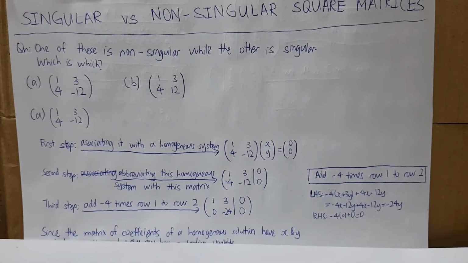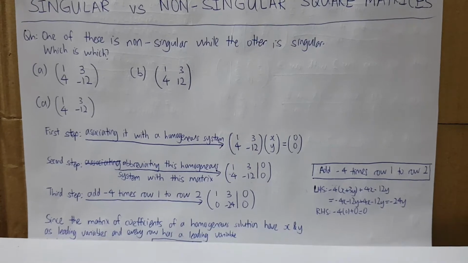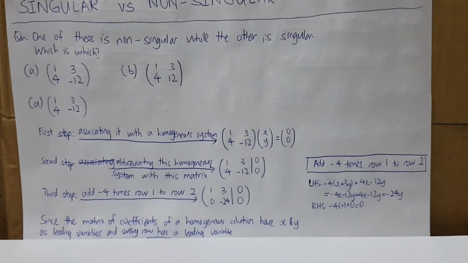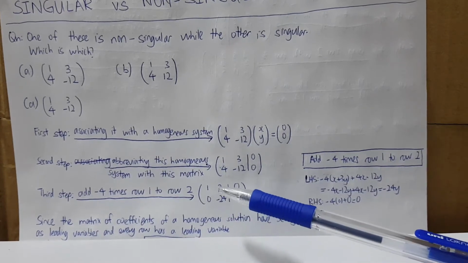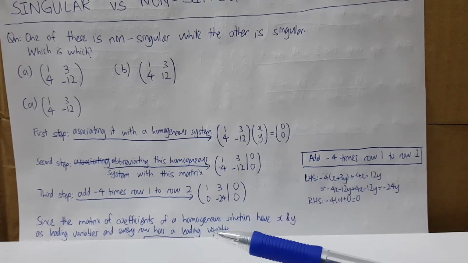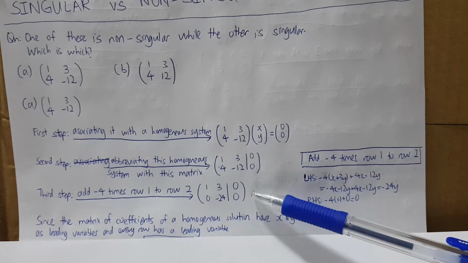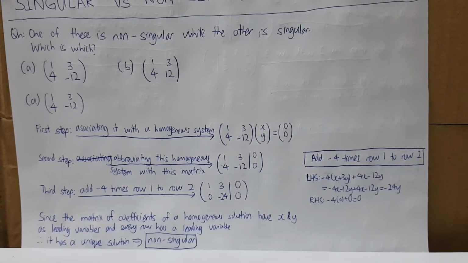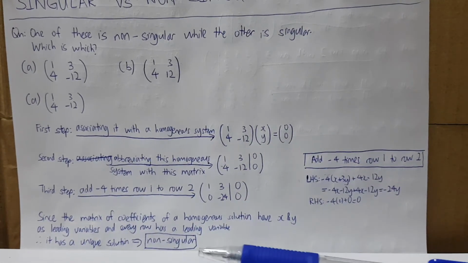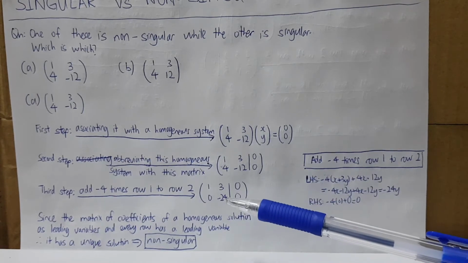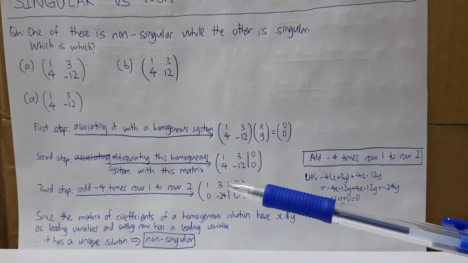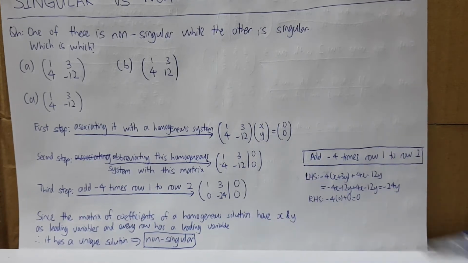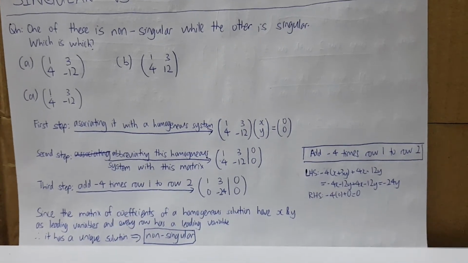So now, since this matrix of coefficients of the homogeneous system has x and y as leading variables, and every row has a leading variable, therefore this matrix of coefficients has a unique solution, and this makes this matrix of coefficients non-singular. Let's go through the second example.